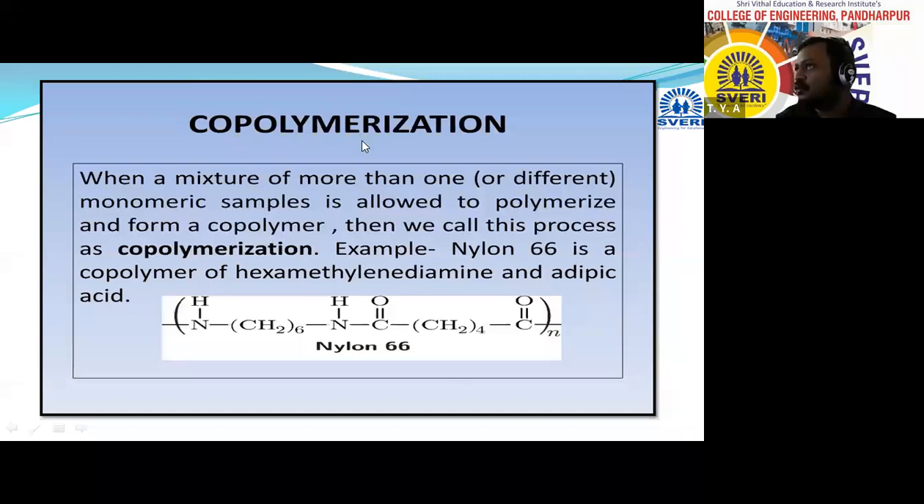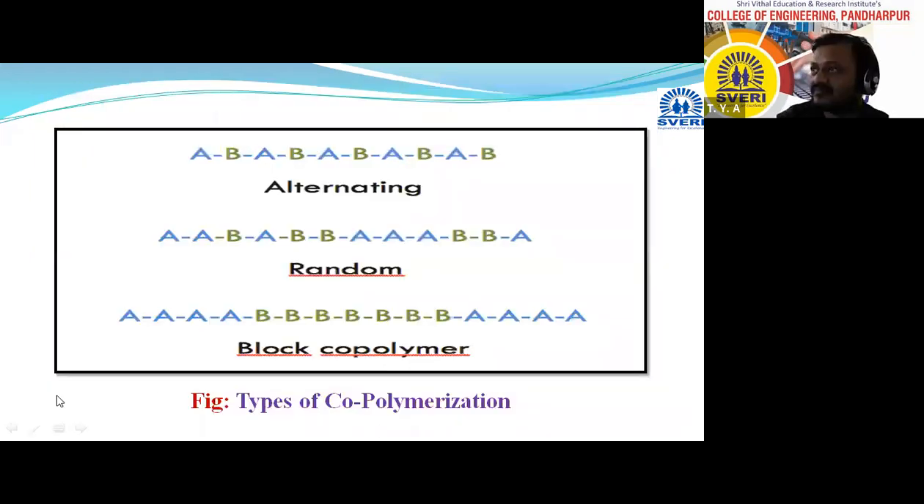This is copolymerization. Now, depending on the structure of copolymerization, this copolymerization is classified into three different types. Okay, random copolymerization, then alternating copolymerization, and block copolymerization. Okay, that I will explain with the help of this slide. Here you can see, okay, random, alternating, and block.